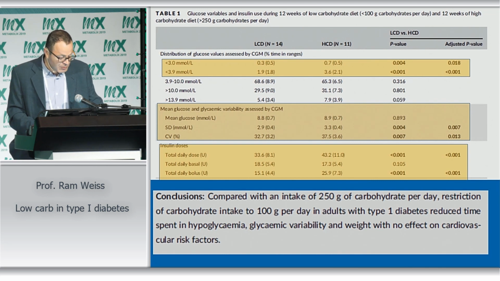Their conclusions, if you compare an intake of 250 grams of carbs to a restriction of 100 carbs, which is not very restrictive, in adults with type 1, you reduce the time of hypoglycemia, you reduce variability, and you also lose a little weight. I didn't show you that, and you have no effect on cardiovascular risk factors.